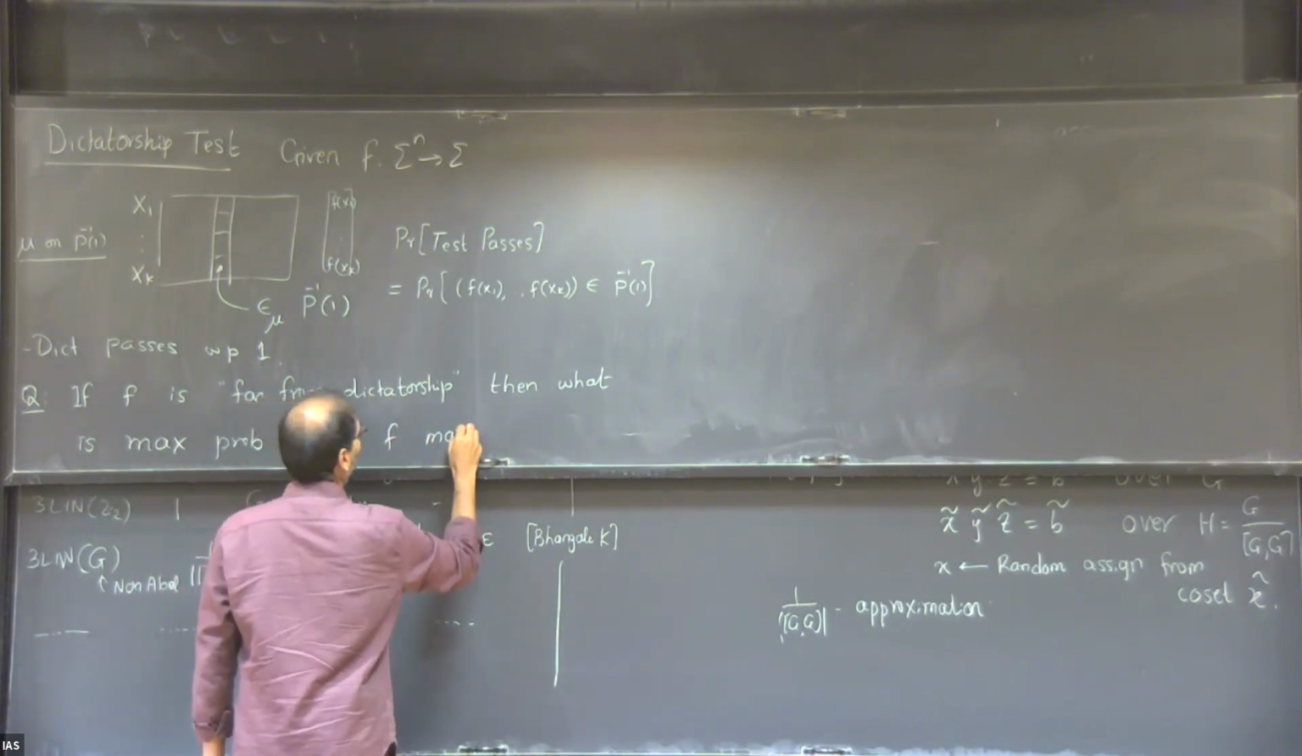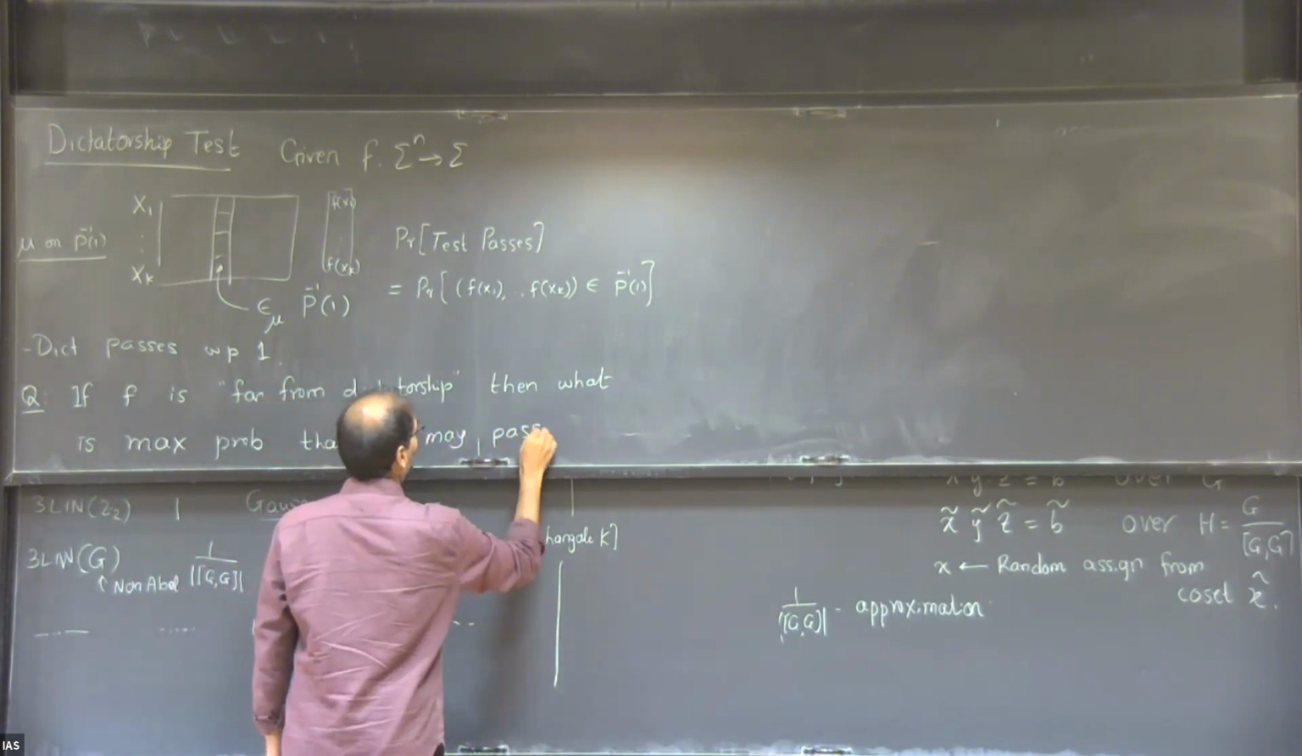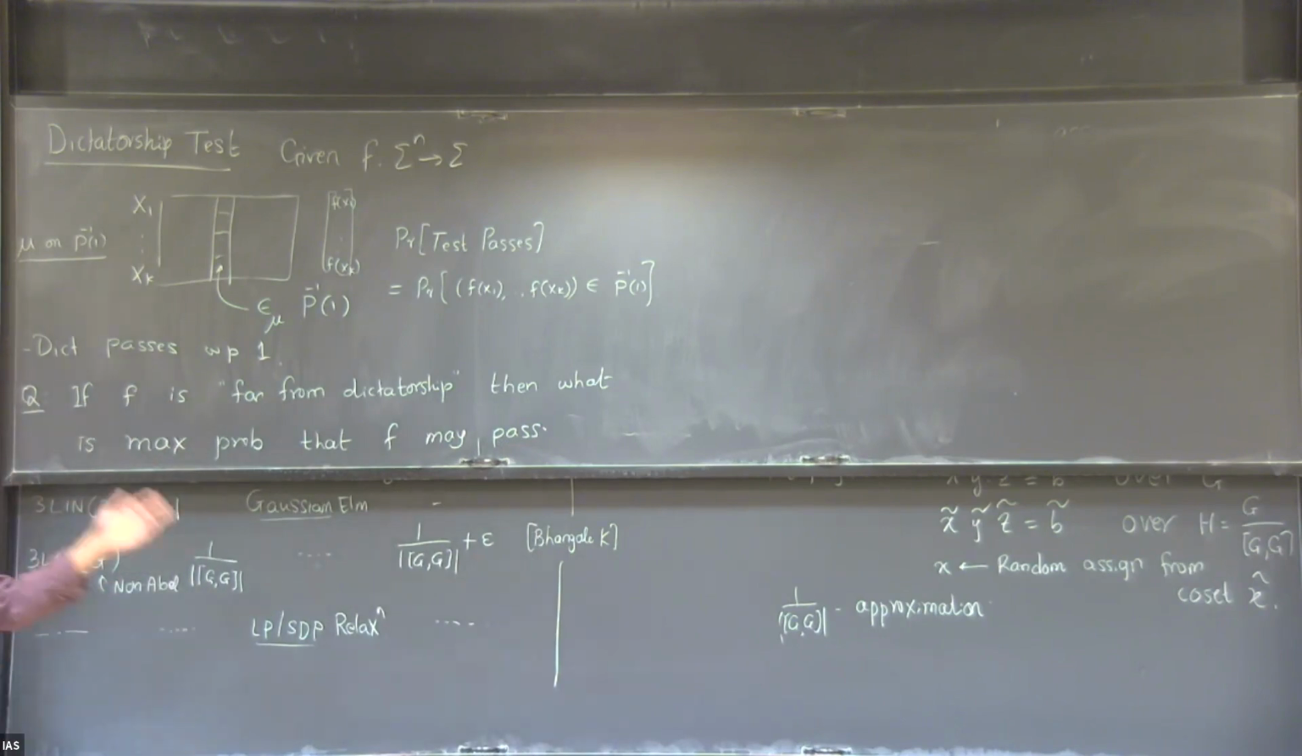So then, doesn't the polymorphism also always pass this test? Of course, polymorphism passes with probability 1, but we are now concentrating on NP-hard cases where there is no polymorphism. Also, where does mu come into play? Because it could be that mu is like a constant thing. Well, you want a good dictatorship test, so you pick mu.